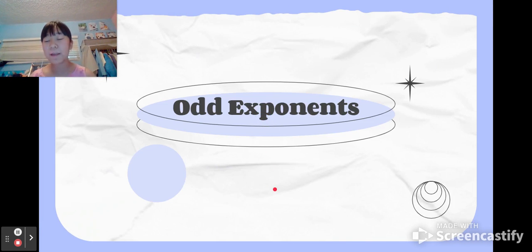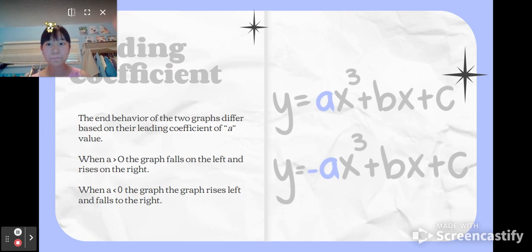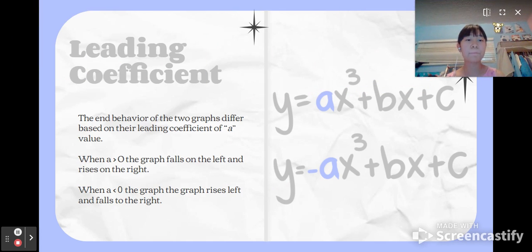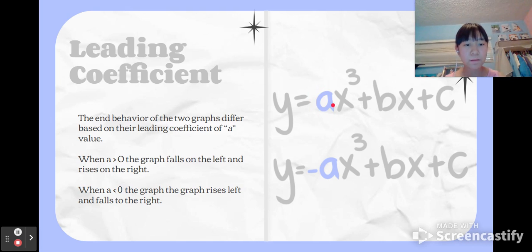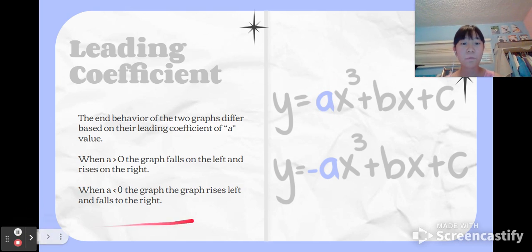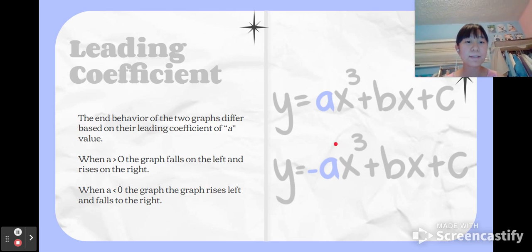So what happens when the exponent is odd, not even? Right here we have two equations showing when a is positive and when a is negative. Well, what we know that's different from the previous slides, we notice that the exponent is now odd. Well, when the exponent is odd, it's a bit different.